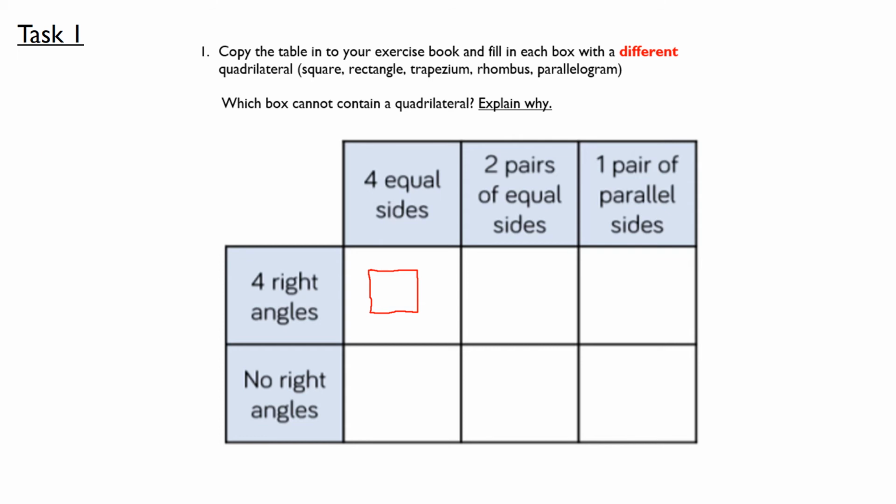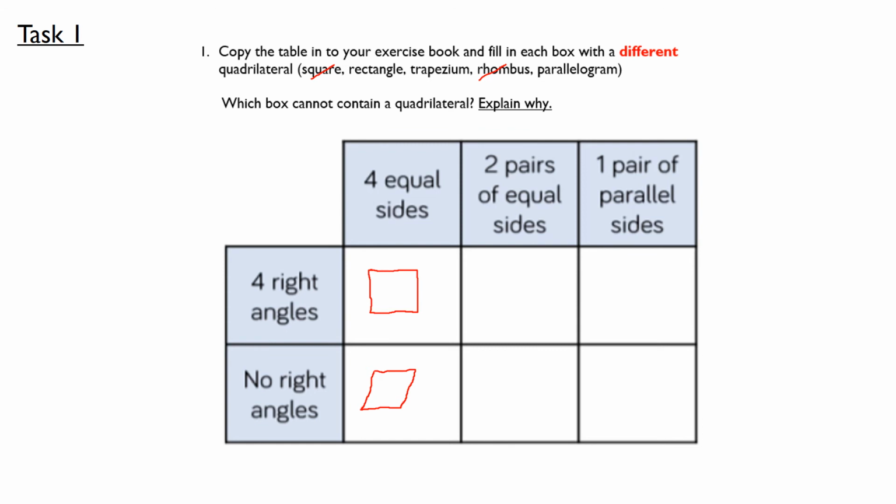So 4 equal sides, no right angles. I think you know which one we're thinking of. I think that would be a rhombus. So I would put a rhombus in here because I know that rhombuses have 4 equal sides, but they have no right angles. So I've used my square, I've used my rhombus, so I need to fill in the other boxes.